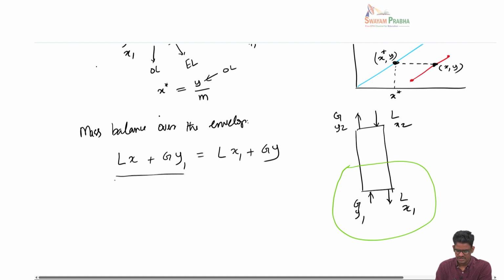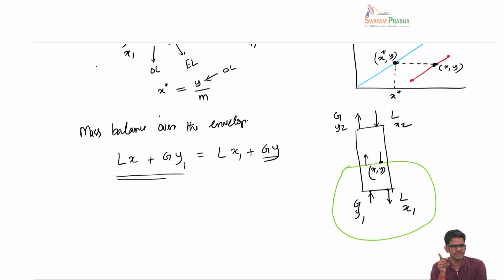So if you see what is coming in, L times x moles are coming in from the liquid side, from the gas side G times y1 is coming in, and what is leaving is L times x1 and then G times y, where x and y are the composition at this particular point, whereas x1 and y1 are the composition at the inlet conditions.